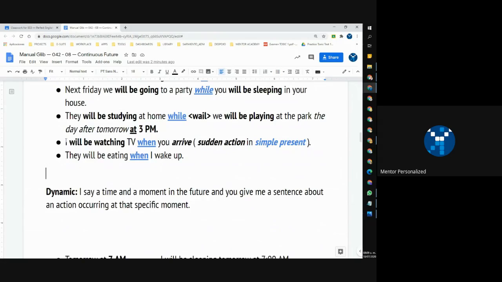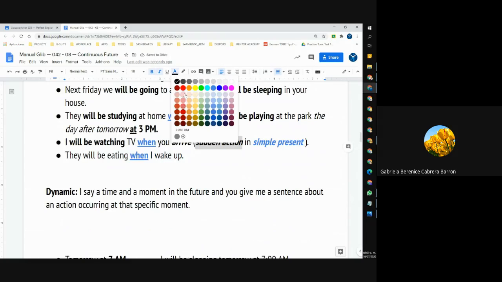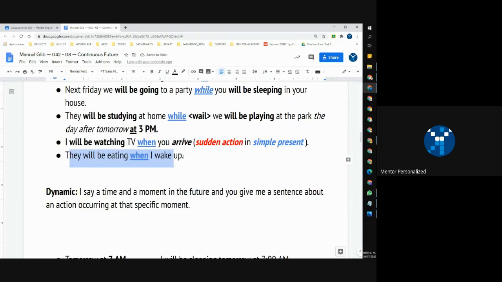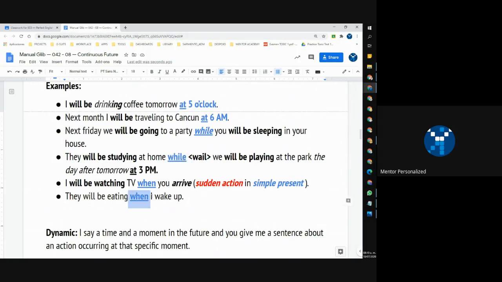Okay. Very good. Finally, we have distracted attention. We have two examples of distracted attention. Can you read, please? I will be watching TV when you arrive. Very good. When you arrive is a sudden action, which in this case we express in simple present, not in simple past. Repeat, sudden action. Sudden action. That's right. Okay, and finally, they will be eating when I wake up. Very good. I can predict exactly what will be occurring at the moment I wake up. Okay? So, specific time, simultaneous actions, distracted attention.